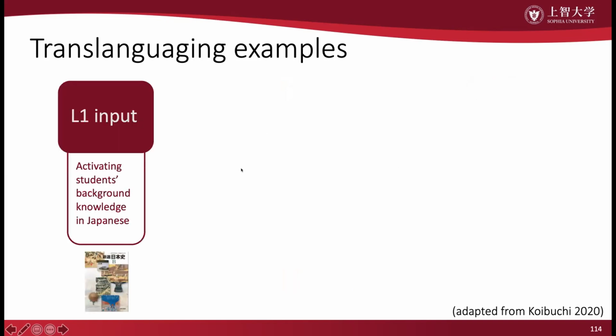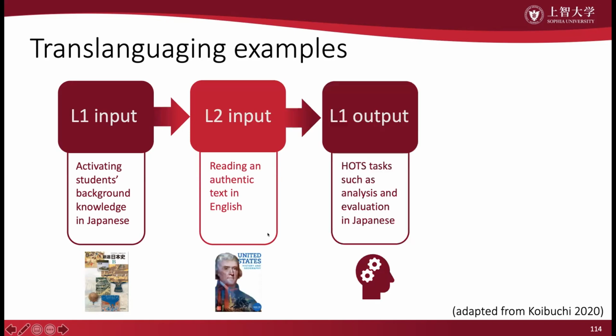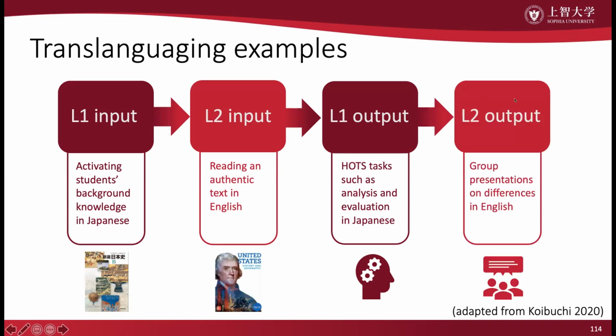So overall, the lesson goes from L1 input, activating the students' background knowledge in Japanese, to L2 input, reading the authentic text in English, and then to L1 output, so using the HOTS, for example, the analyzing and evaluating in group discussions in Japanese, to finally L2 output, making group presentations in English on the differences. And I thought this was a great example of how translanguaging can be used effectively in CLIL lessons.